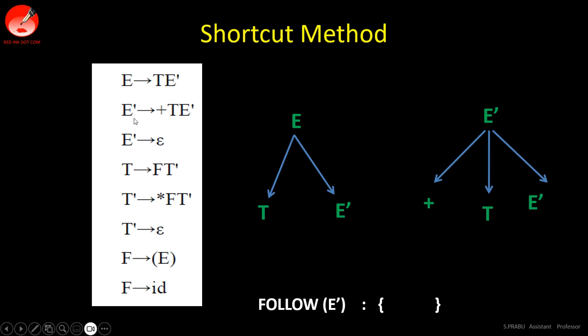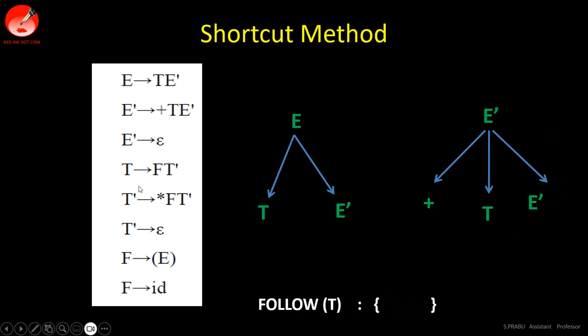Then I go to the follow of E dash. These two rules have E dash in the right hand side, so I draw the parse tree for these two rules. For this E dash, there is no next element, so I copy the follow of capital E. Follow of capital E is dollar and close bracket. And in this production, there is no next element, so follow of E dash can be copied into follow of E dash. These two elements are already there, so no need to copy.